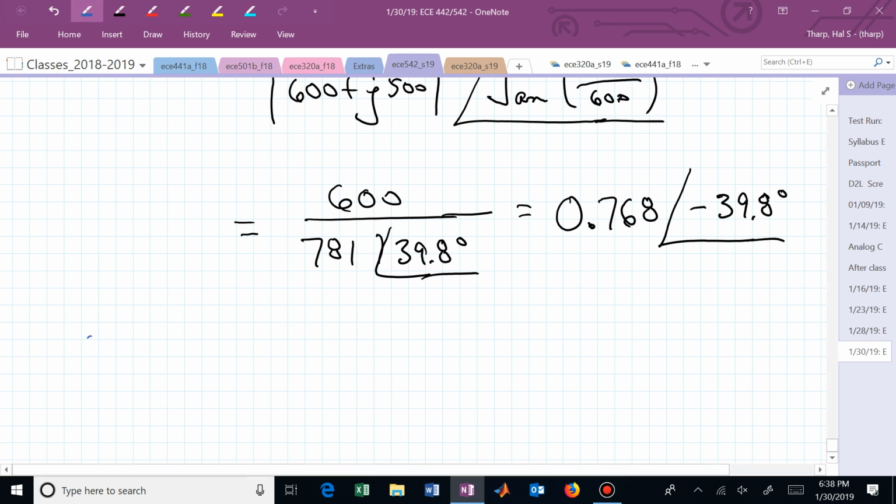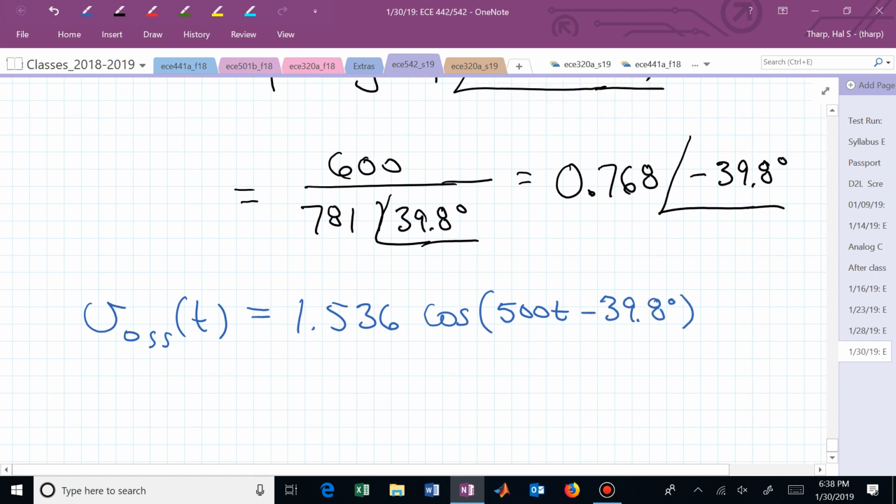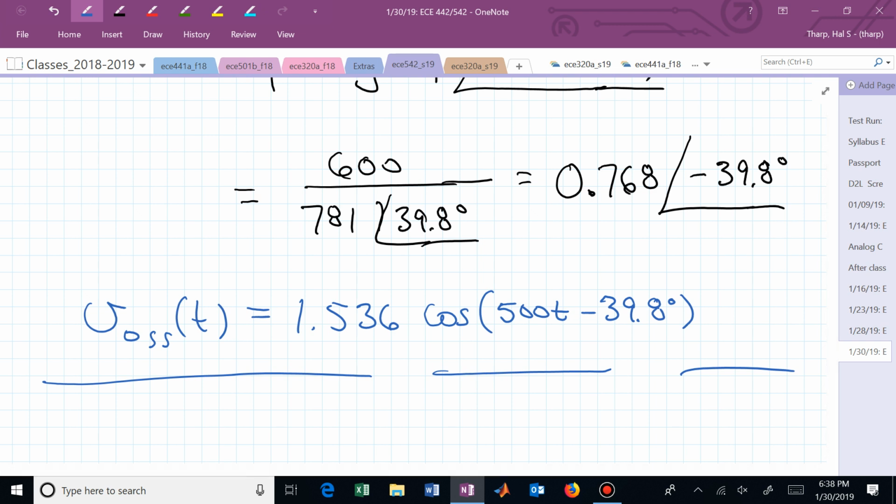Or we can now write down our sinusoidal steady state output. That's 2 times 0.768, which is 1.536 cosine of 500t minus 39.8 degrees. That's now our sinusoidal steady state in the time domain. We put in an input of 2 cosine of 500t. The amplitude has diminished a little bit to 1.5, and we've delayed that by 40 degrees. That's the sinusoidal steady state output.